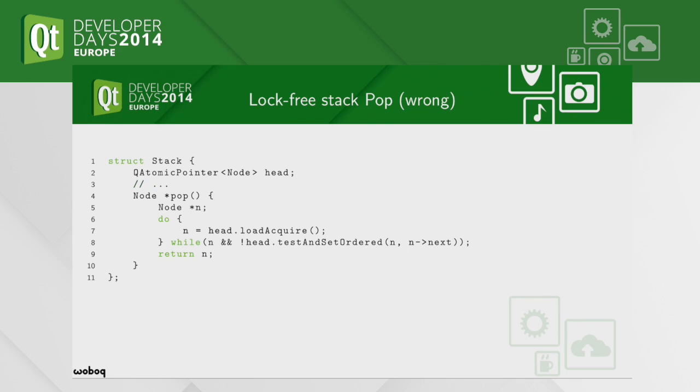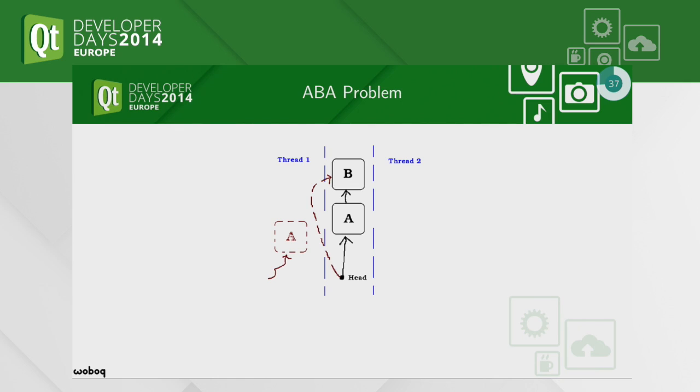But then there is the second problem, which is called the ABA problem. So let's imagine we have thread 1, which wants to pop the node A here. So we have this pointer to the node we want to pop, and we're going to try to atomically change from A to B. But then thread 2 comes and pops the node. Here everything is still fine, because if thread 1 would resume, the atomic operation will fail, because we want to change from A to B.